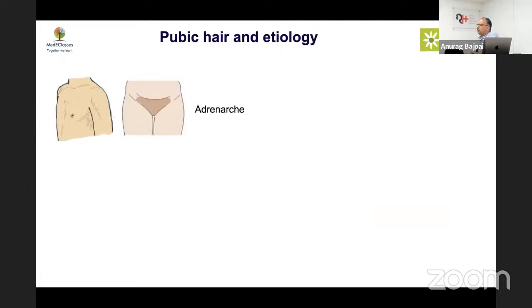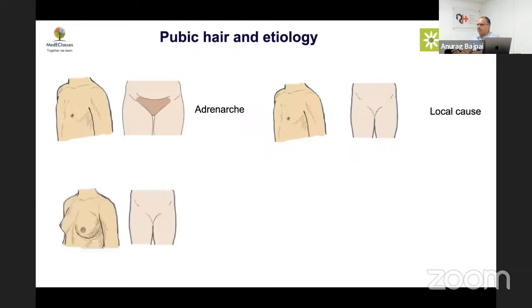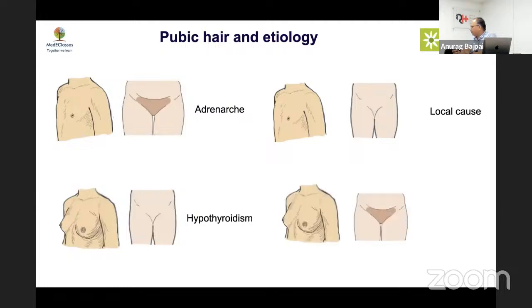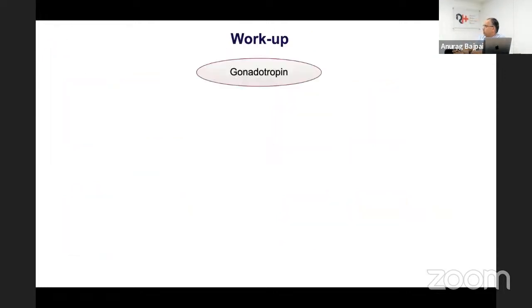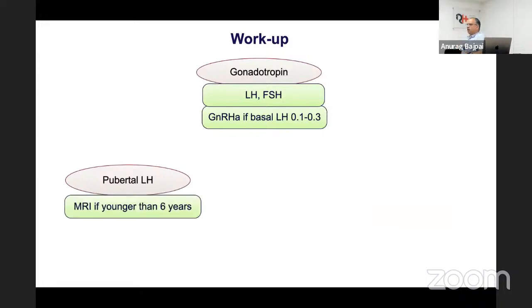So already discussed that if you have only pubic hair development, this is adrenarche. If you have no breast, no pubic hair, only bleeding, this is a local cause. If you have breast development but no pubic hair development, this is likely hypothyroidism or a peripheral cause, while in a central cause, you will have both breast and pubic hair development, which will happen in that regard. So your gonadotropin levels will give you a clue, and really you may need a GnRH analog. If you have pubertal LH, then if a girl is less than 6 years of age, that is the time when you should get an MRI done.